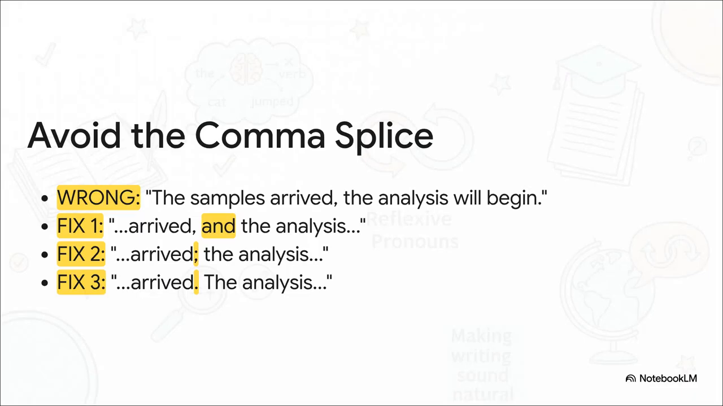Now, a quick warning about a super common mistake. It's called a comma splice. You just can't connect two full sentences with only a comma. It doesn't work. But the good news is, it's incredibly easy to fix. As you can see, you've got options. You can add a little word, like and, you can use a semicolon for a stronger connection, or you can just make them two separate sentences with a period. All of them are perfectly correct.